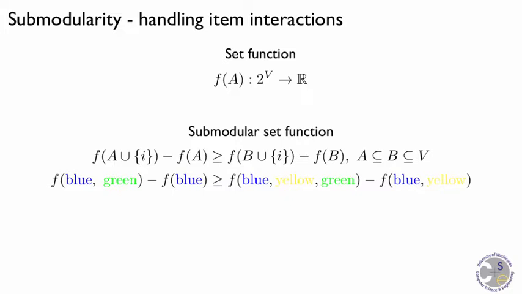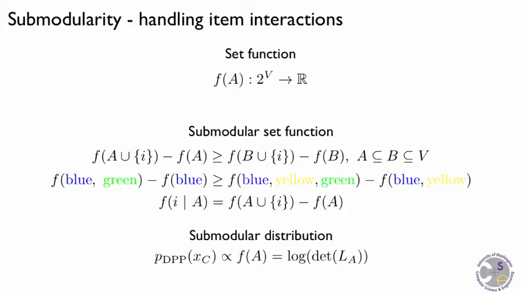We can compactly represent this marginal gain with this form of the submodular gain function, or this form of notation for the submodular gain function. The distribution induced by a DPP is a log submodular distribution.